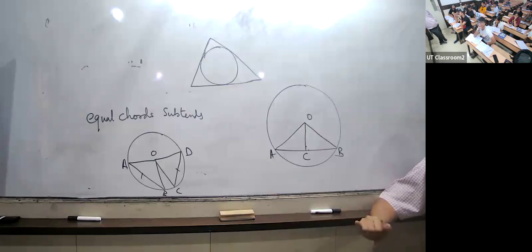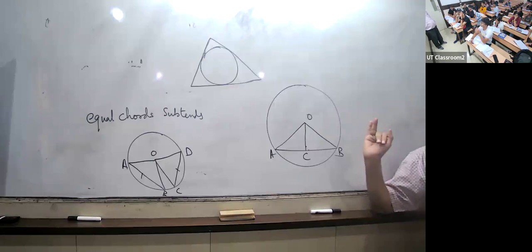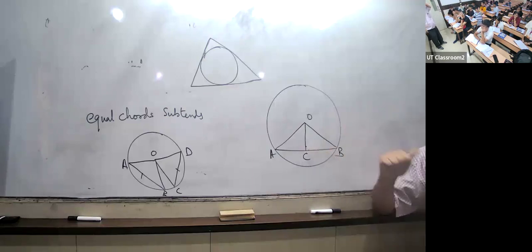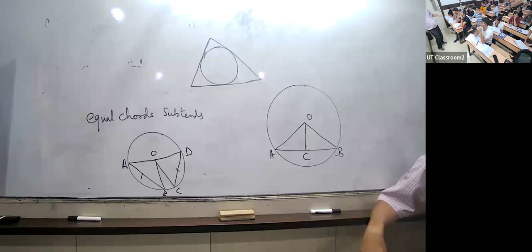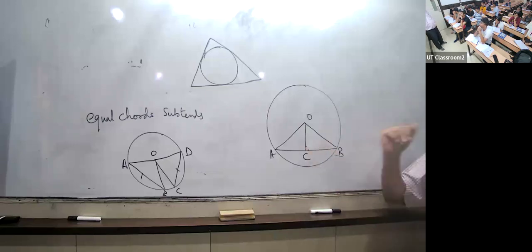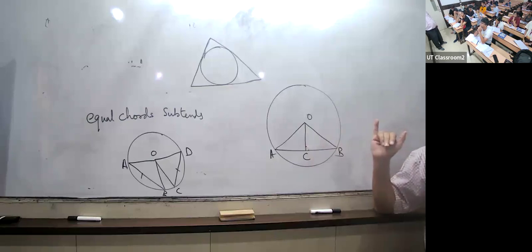AC is equal to CB, given. OA is equal to OB, that is also given, radius. OC is common, therefore the two triangles are congruent by SSS. Therefore, angle OCA is equal to angle OCB, by CPCTC. Their sum is equal to 180 degrees, linear pair. Two angles are equal and their sum is 180, means each is equal to 90 degrees.